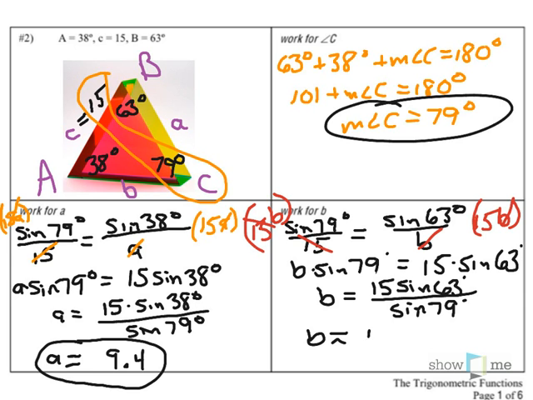We get 13.6. This is the biggest side we found, so it should be opposite the biggest angle. And if you look at the picture, it is not the biggest angle, but it's also not the biggest side. I misspoke. 13.6 is between 9.4 and 15, just like the angle opposite of it, 63, is between 38 and 79. Once again, that just shows if your answer is reasonable. It doesn't tell you if it's right or wrong, but I'm pretty sure that's right.